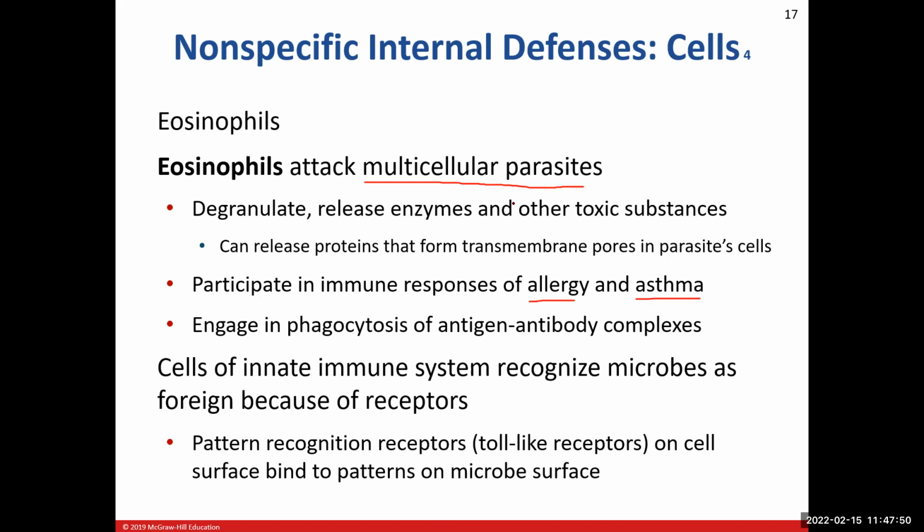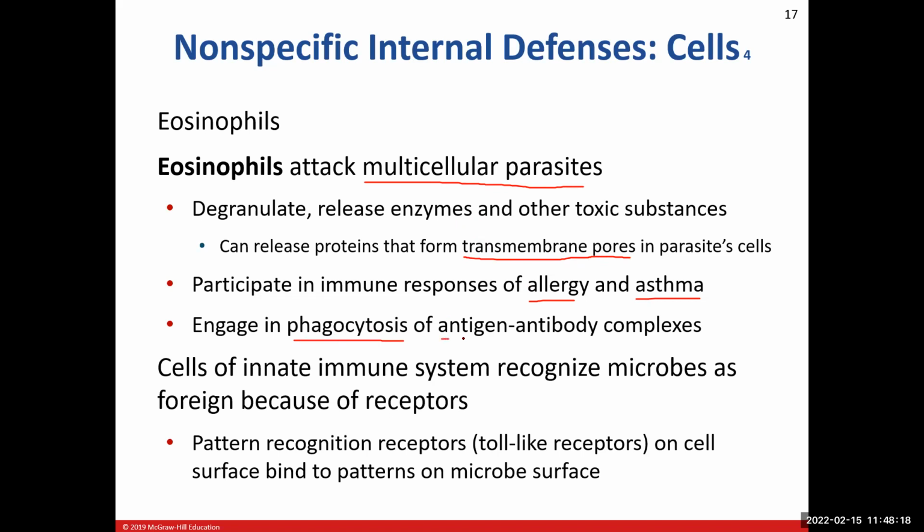So those granulocytes are going to be released into whatever it is the cell is attacking. And it does the same thing, creates those transmembrane pores, okay? And then we're going to dump those toxic substances into those transmembrane pores to kill the parasite, right?